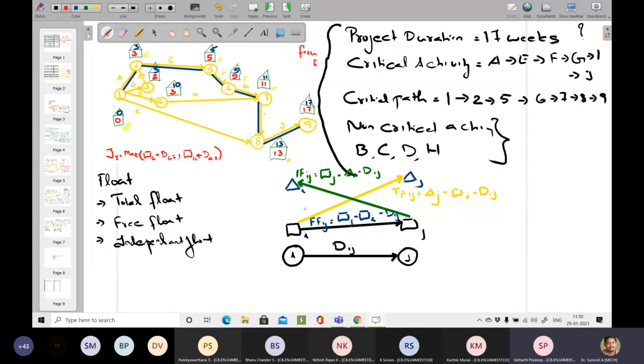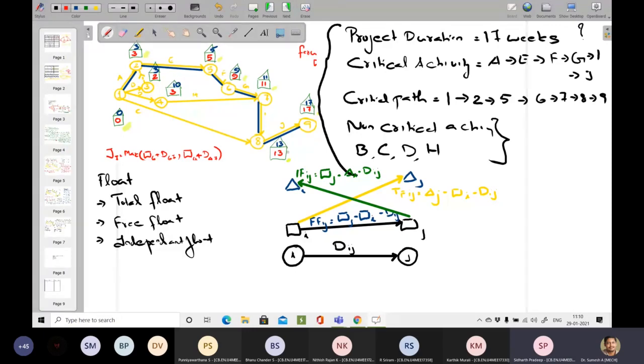So if we take the forward part, for example, I have given you the 8 to 9 activity. So if you say 17 minus 13, 17 minus 13, what's the value you will get? 4. 17 minus 13 is 4.